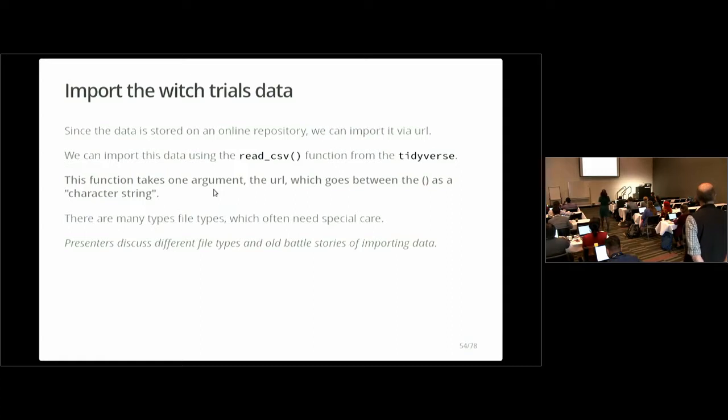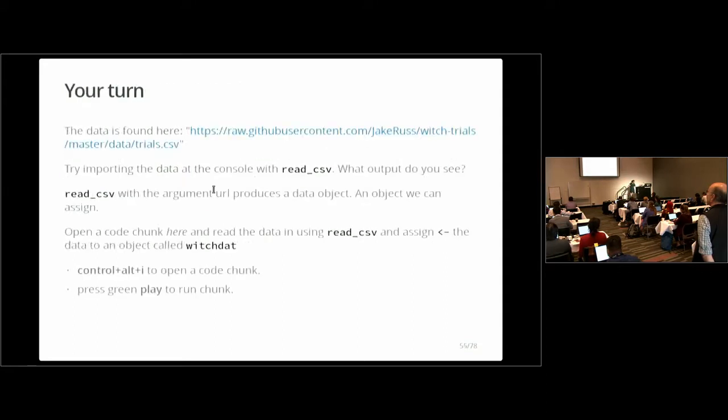So it takes in a character string, which we use quotation marks for, and we can pass in either the directory of where the data is, the whole file path of where the data is, or we can pass in a URL. So we're going to grab this data from the internet. You've got the URL there. I want you to load the witch trials data using the URL.